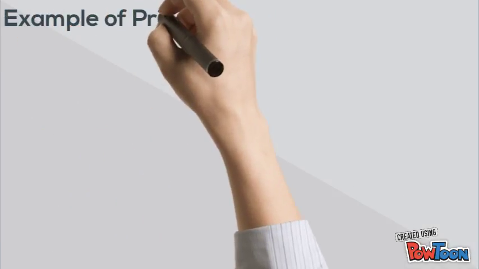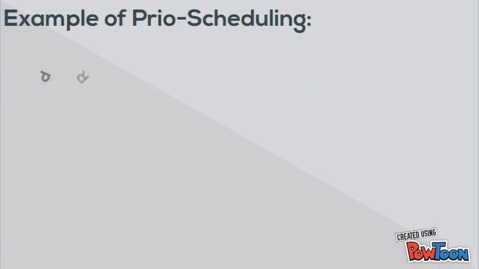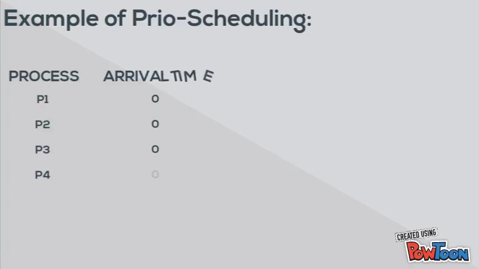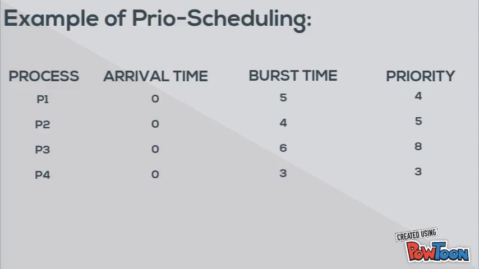Here's an example of priority scheduling algorithm. We have processes P1 to P4. All have arrival time of 0. Each has burst time of 5, 4, 6, 3. And has priority level of 4, 5, 8, 3.